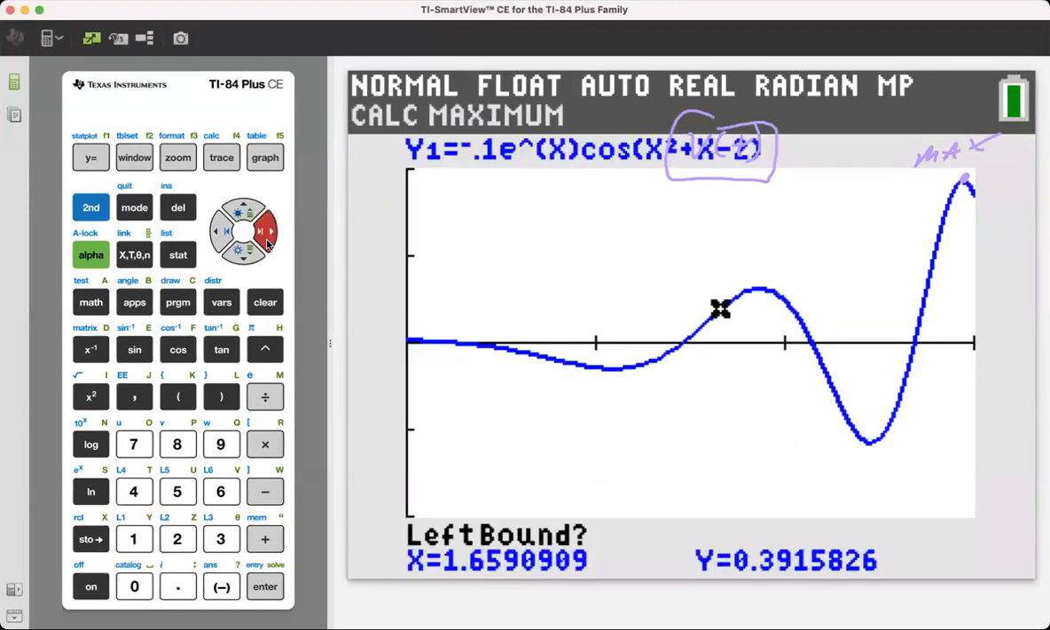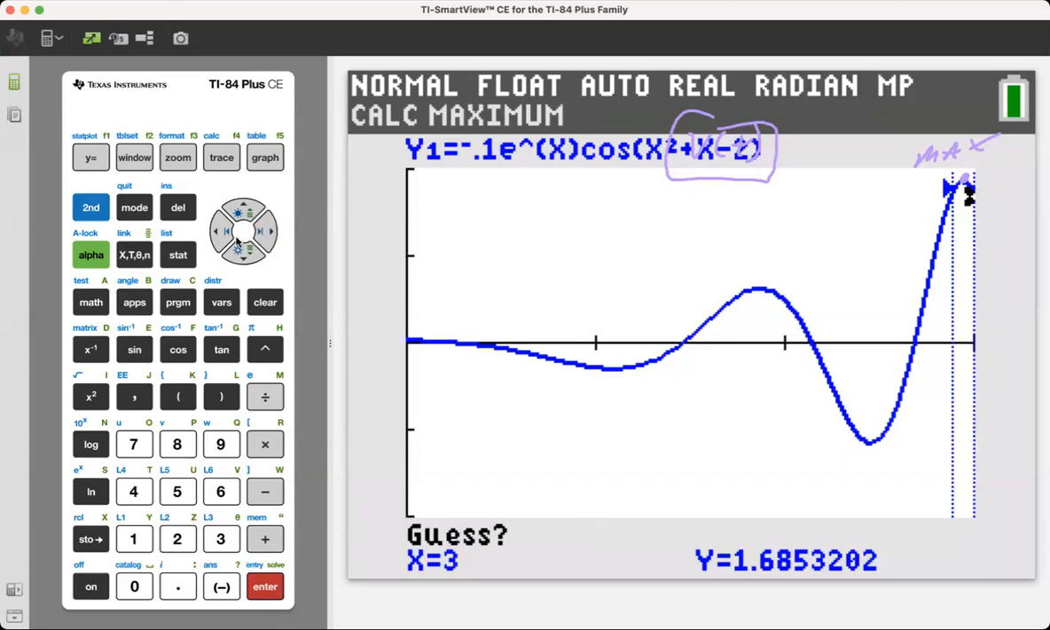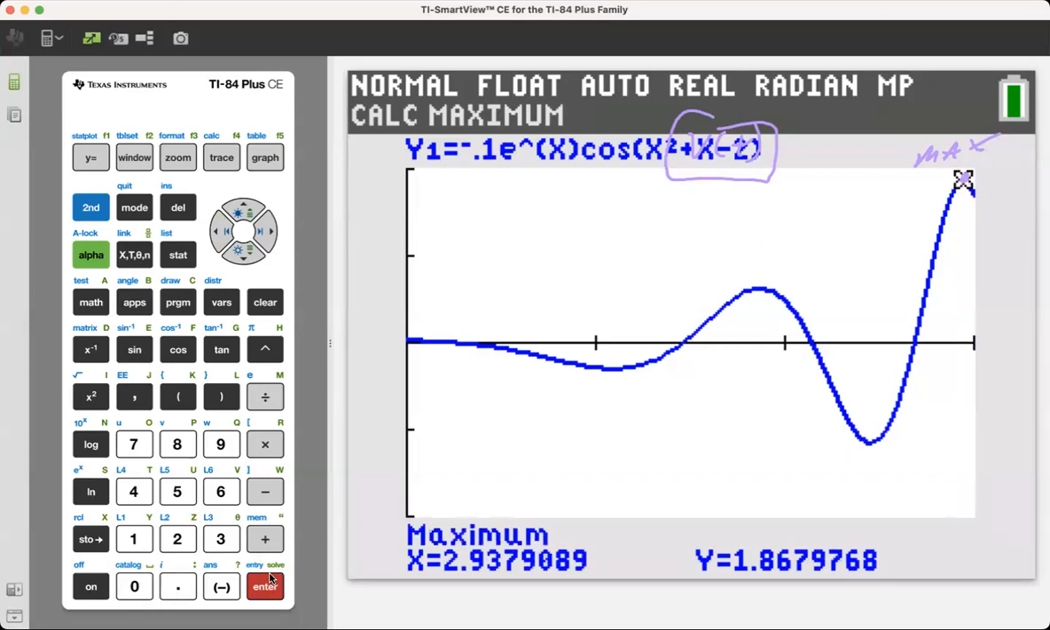The left bound means I need to trace over and be slightly to the left of the top of the hill here, like that. Enter. Right bound is arrow over to the right of the top of the hill. Enter. Guess, you could hit enter, or you can put it kind of on target, enter. And there it is.